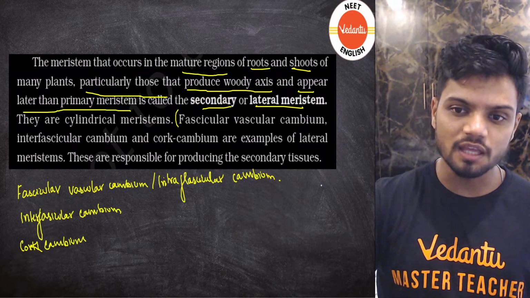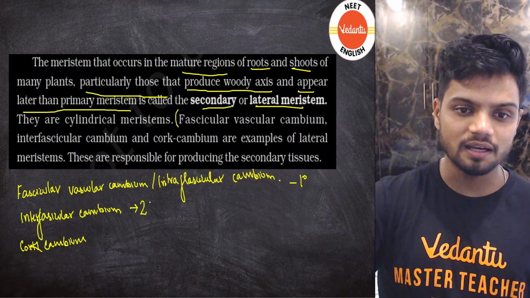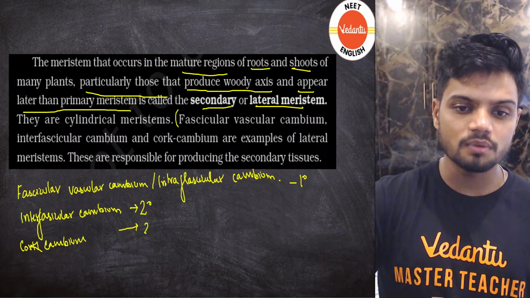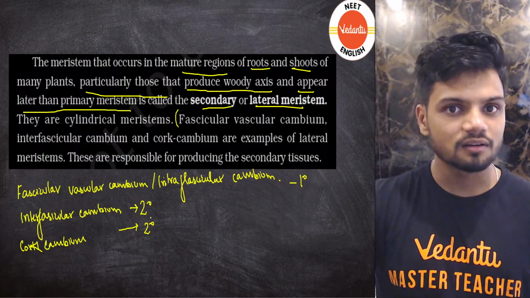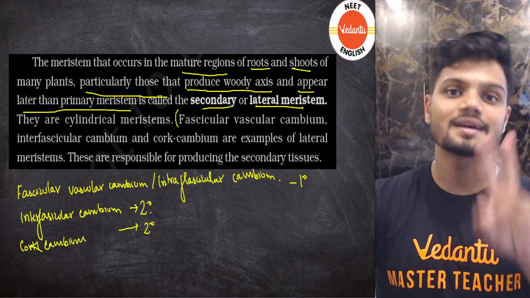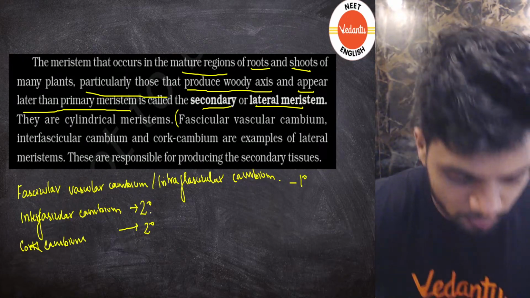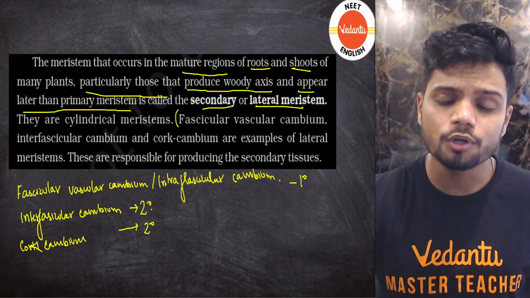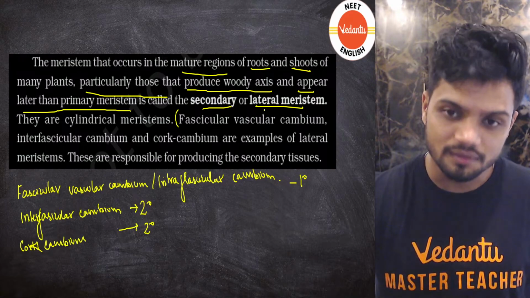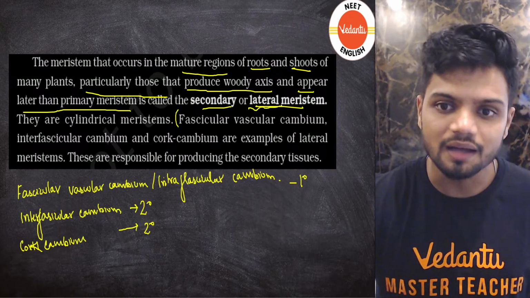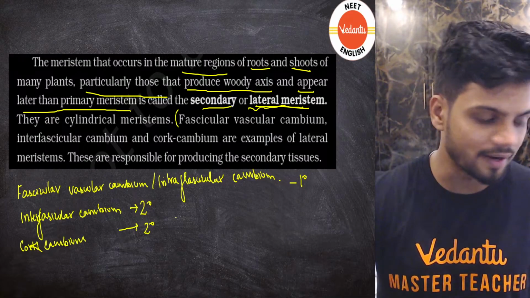Your intrafascicular cambium is primary meristem. Interfascicular cambium is secondary meristem and cork cambium is secondary meristem. So all three may be lateral, but not all three are secondary in origin. That is very important to understand. Now, where do you find them in the plant?